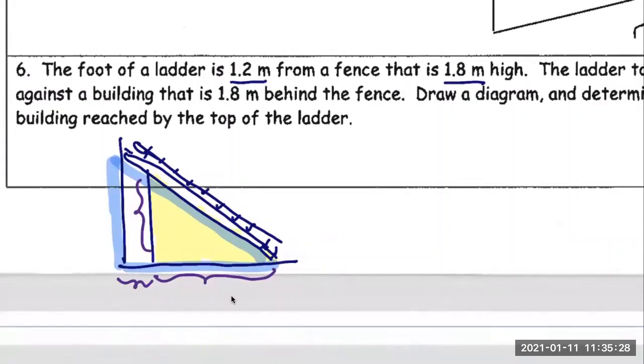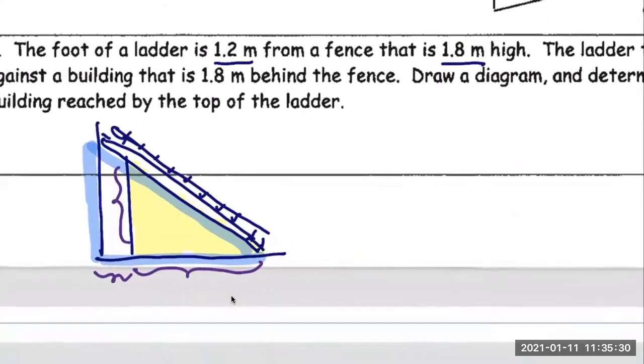Okay, you guys. So again, not drawn to scale, but it describes the foot of the ladder, which is the bottom of the ladder. So the foot of the ladder is 1.2 meters from a fence. When they're describing the distance between two objects, like the fence and the ladder, you wouldn't measure the distance between the ladder and the fence as the hypotenuse. It's always horizontal distance. We measure things horizontally when we're talking about distance. So this length right here is 1.2.